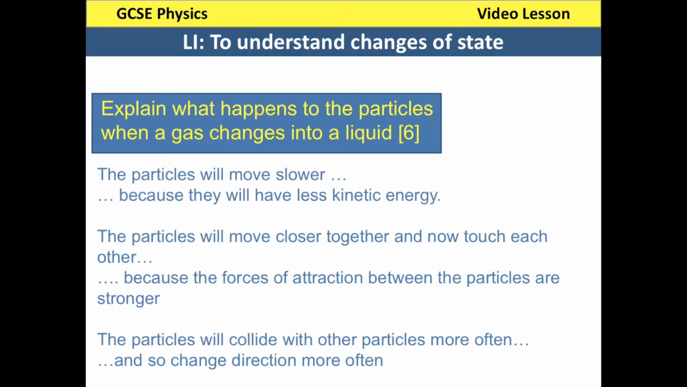So, the particles will move slower when a gas turns into a liquid. Or you could have phrased that by saying the particles in a liquid move more slowly than the particles in a gas. The second mark is for saying that is because they have got less kinetic energy. The particles will also move closer together and will then touch each other. Or you could say the particles in a liquid touch each other, but in a gas they didn't.